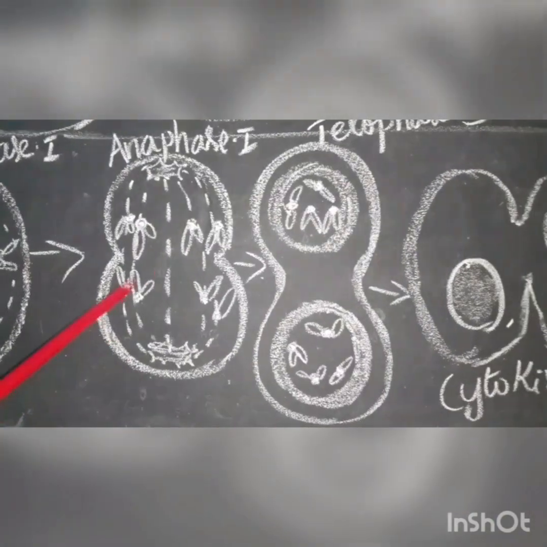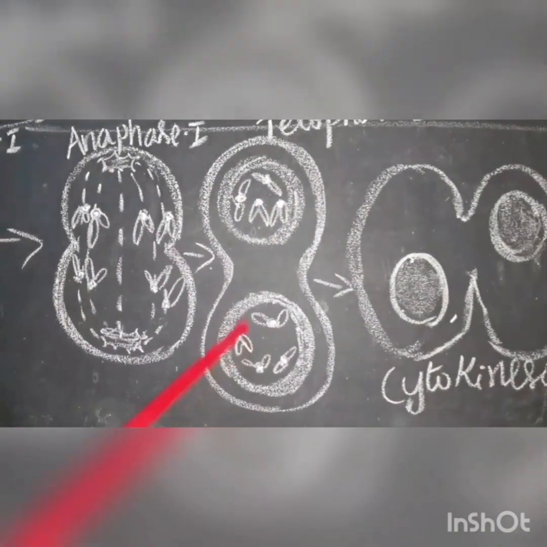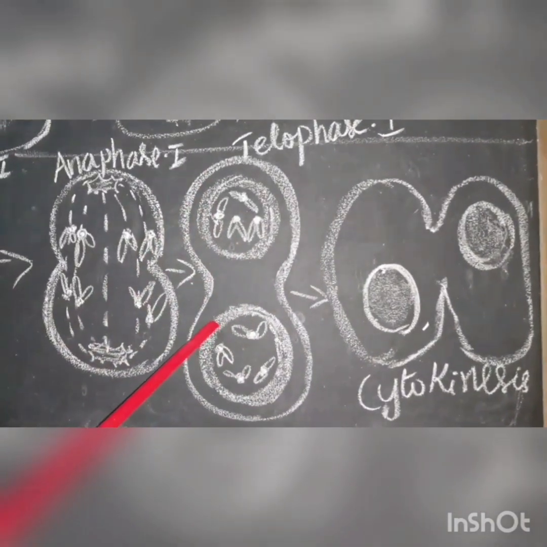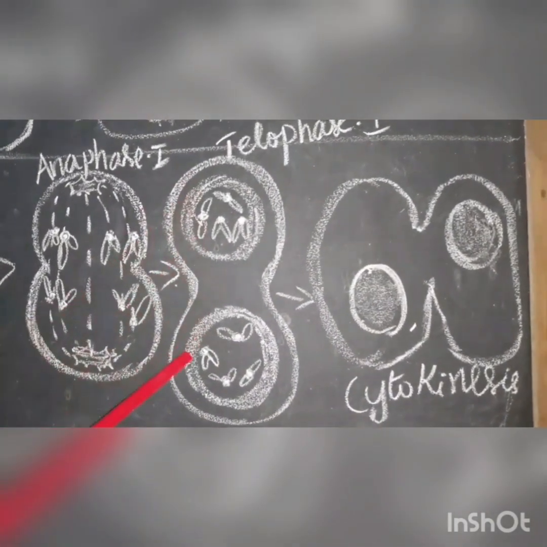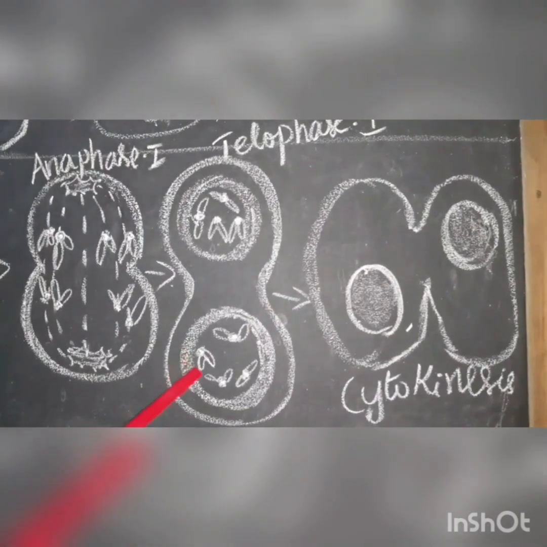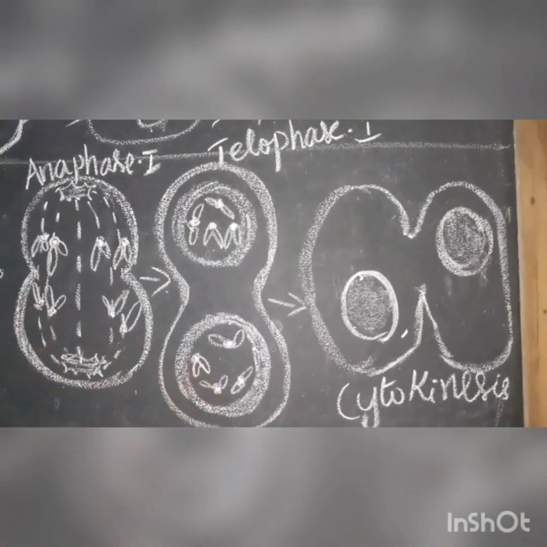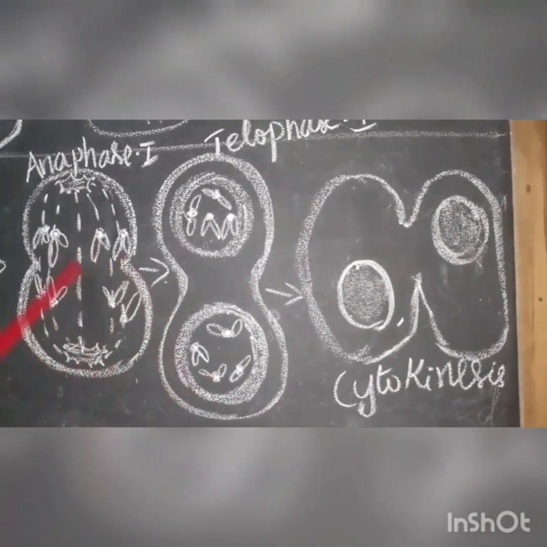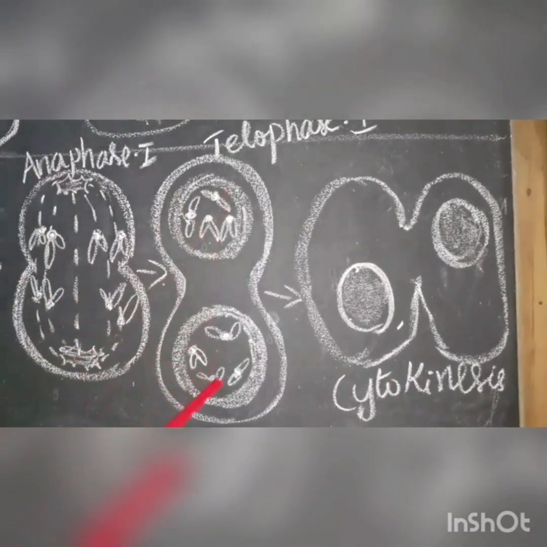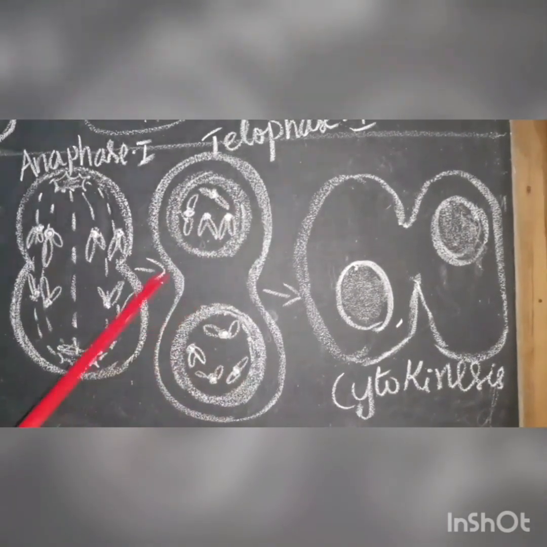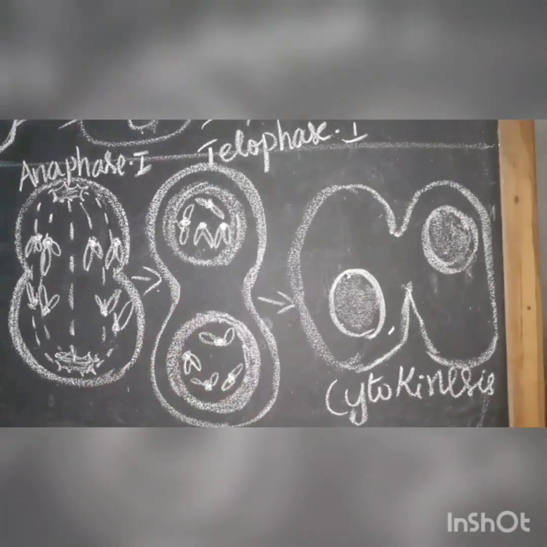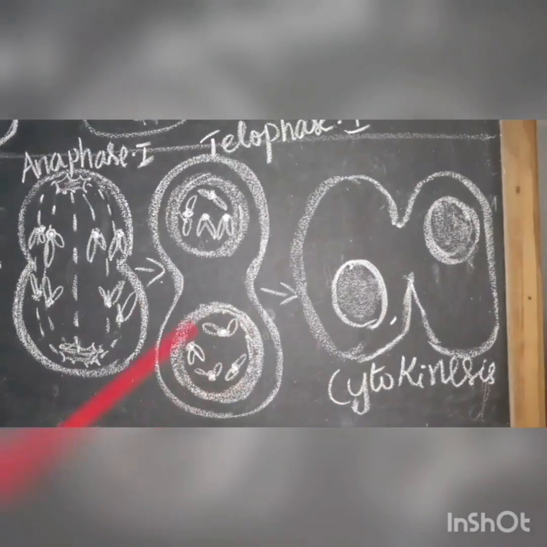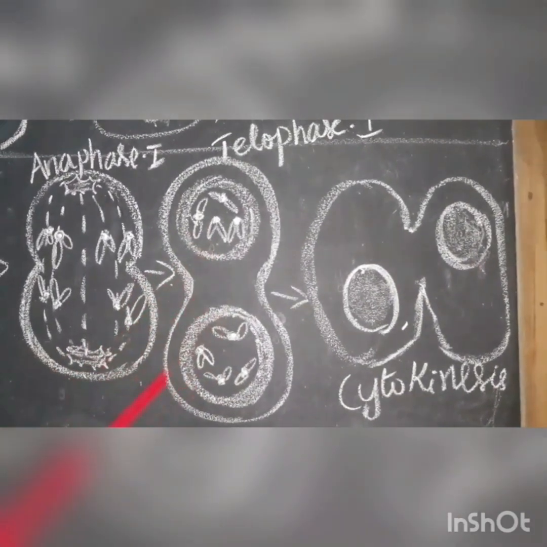Okay, the next one is the telophase. The daughter chromosomes lengthen and form thinner chromatin threads. Then the spindle fiber breaks. This is the spindle fiber. Here you can't see the spindle fiber because it breaks and disappears. The nucleus and the nucleolus membrane reappear in the daughter cells.